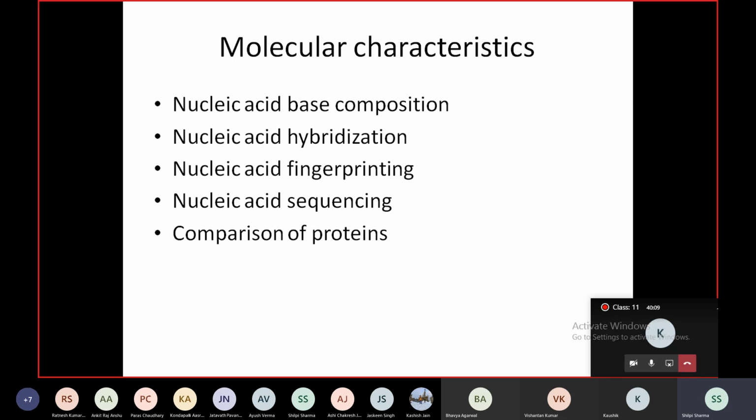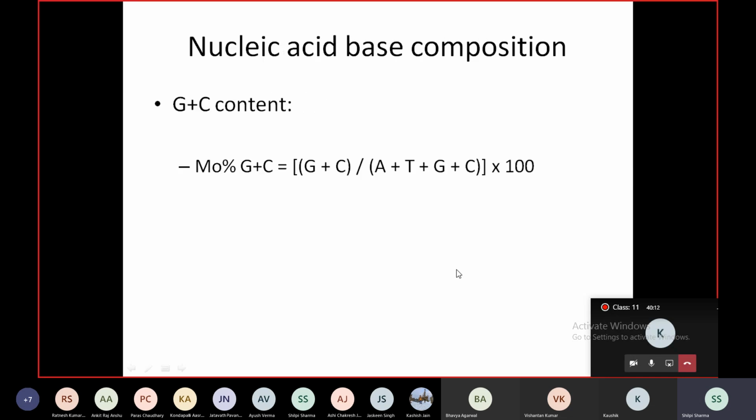So when you're talking of molecular characters, the nucleic acid base composition is referred to as the G plus C content, because it is this G and C which actually determine the tight association between the two strands. Higher the G plus C, higher would be the association, and more difficult will it be to separate out the two strands. So this G plus C content is a characteristic for a particular taxon, and it is calculated simply by dividing the number of G plus C bases by the total number of bases into 100.